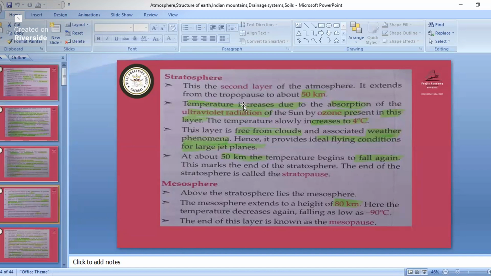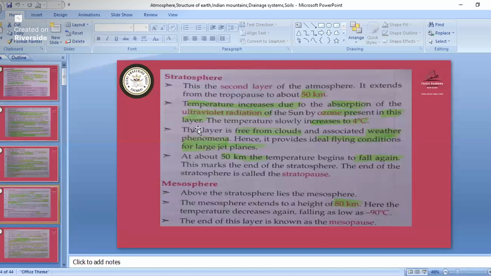So 0 to 18 kilometers, that is the troposphere. Then after some kilometers, the tropopause will be there. Then from the tropopause to 50 kilometers, the stratosphere layer is present. Temperature increases due to absorption of the ultraviolet radiation of the sun by ozone present in this layer.